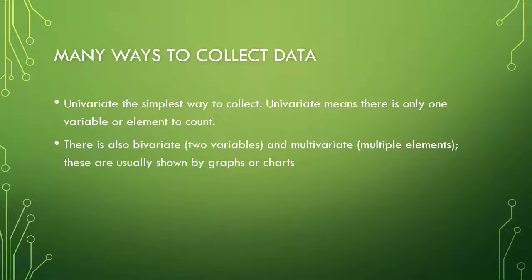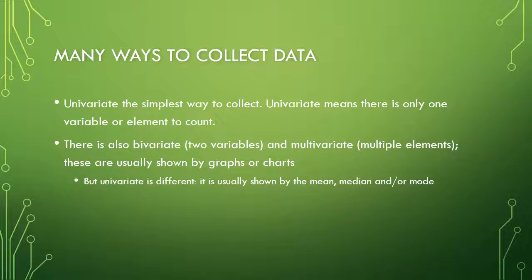There's also bivariate, or two variables, and multivariate, or multiple elements. These are usually shown by using charts or graphs. But as a general rule, when we're looking at some pretty basic StratCom research, we're looking at univariate. And univariate is most often shown by using a mean, median, and/or mode.